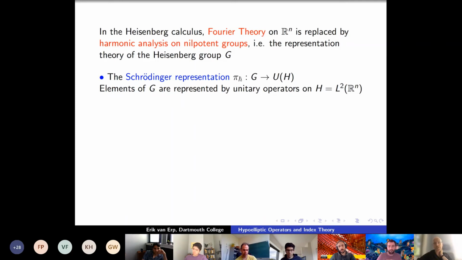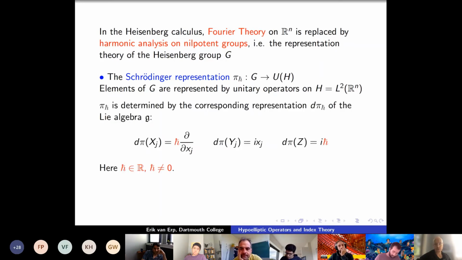You represent the Heisenberg group. So every time I write G, I mean the Heisenberg group, not just some arbitrary group. So G is the Heisenberg group in my slides. Elements of the group are represented by unitary operators on a Hilbert space. The Hilbert space is, in this case, L2 of Rn, right? Square integrable functions on Rn.